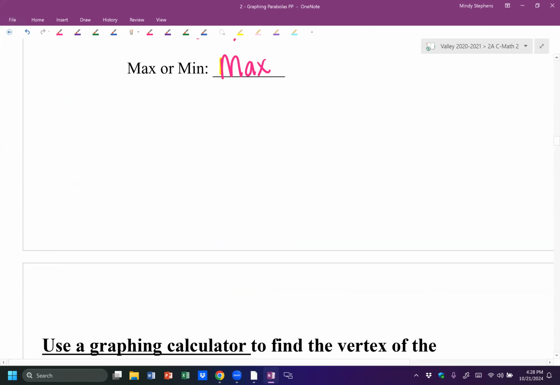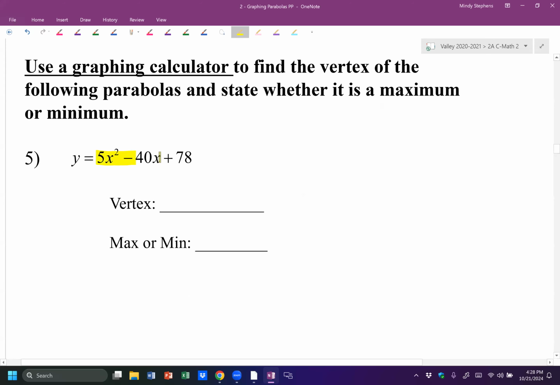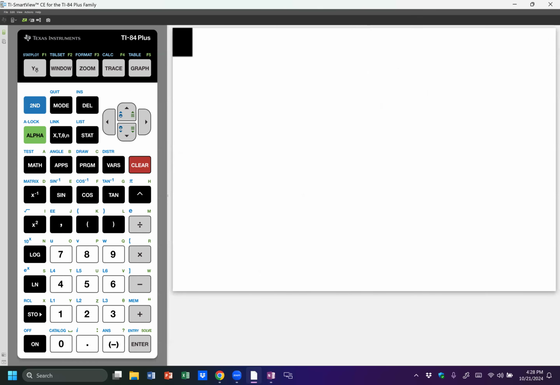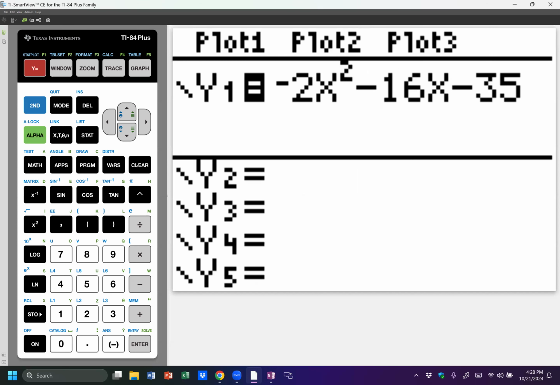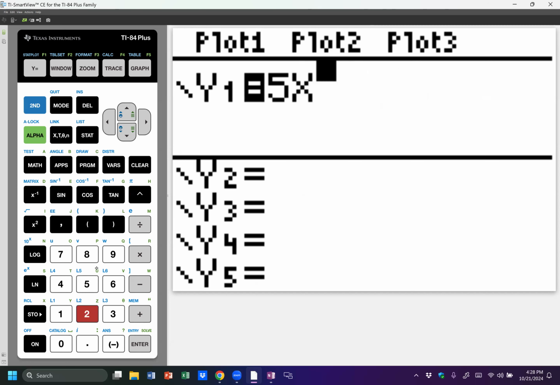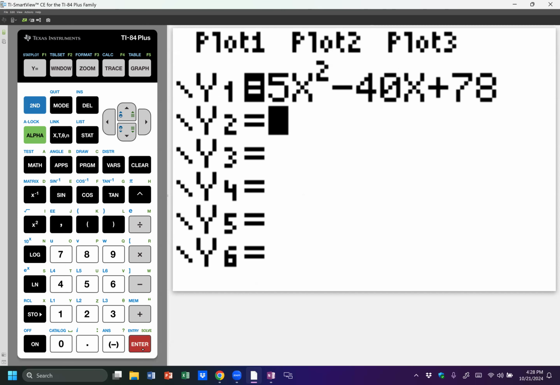Let's try number 5. So 5, we're going to graph this equation. So we're going to go to our graphing calculator. We're going to start with pushing y equals, clear everything that's in there, and then let's type our equation in. So we have 5x squared, and hit your right arrow to get out of the exponent, minus 40x plus 78. So remember the x is right below mode.